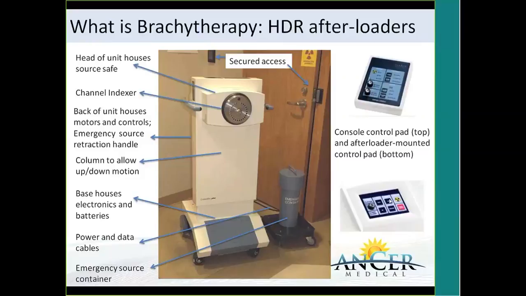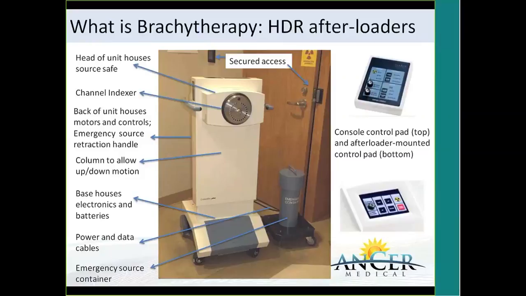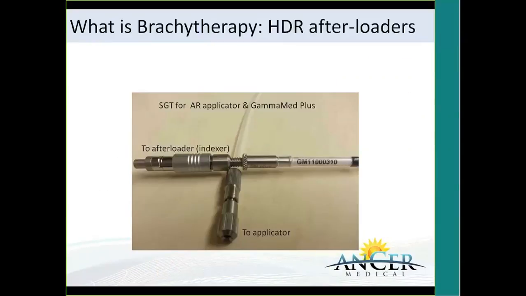And these are features that, I'm describing the GammaMed, but these are very basic features, and one way or another, every afterloader incorporates all these features. How is the source extended into a device or a needle placed in the applicator? So what we use are source guide tubes, or sometimes they're called, and this is the one that we use with the GammaMed for the Capri applicator. One side goes into the afterloader, plugs into the indexer, and the other side locks onto the catheter or the connector on the applicator side.